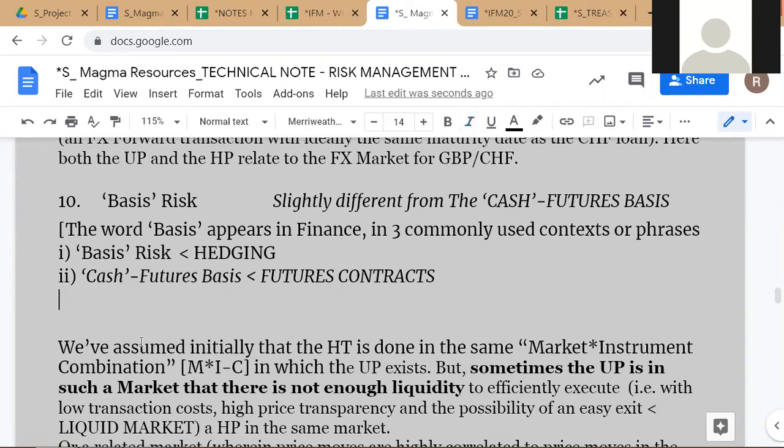And the third context in which basis risk arises is there is something called a basis swap. It's a slightly different context in which you use the term basis swap. We will be studying swaps a little bit later. This relates to what I have defined as capital market swap structures.